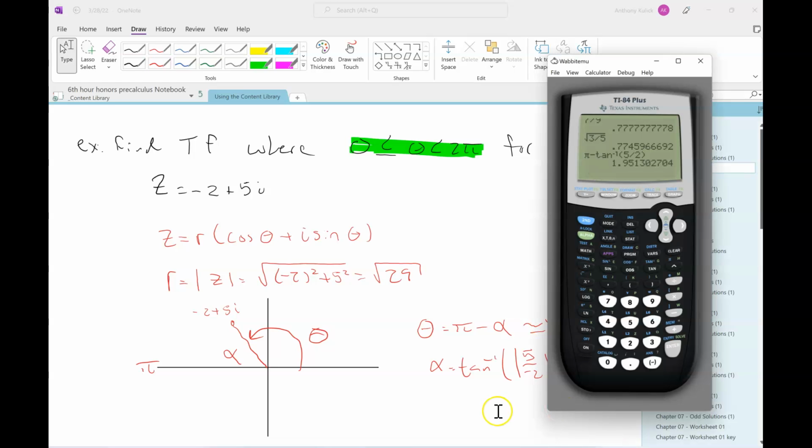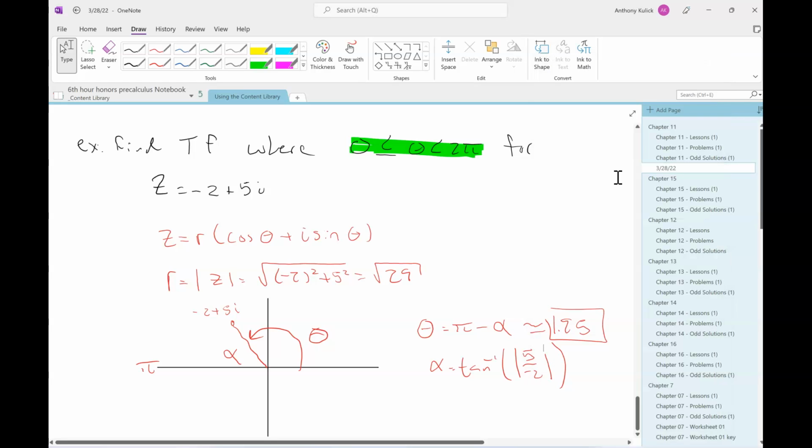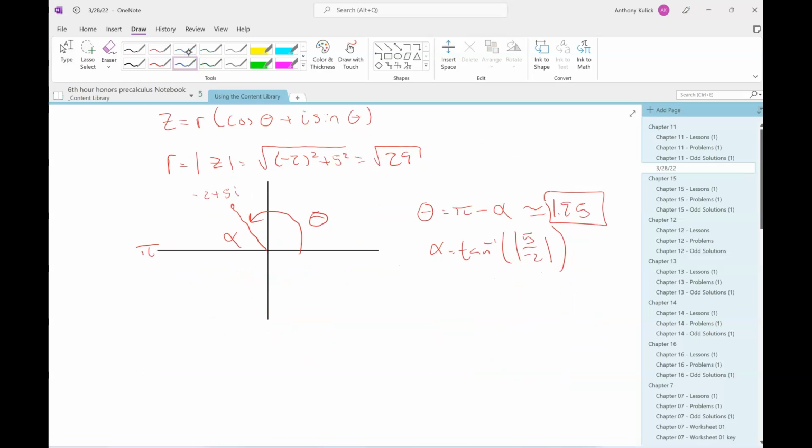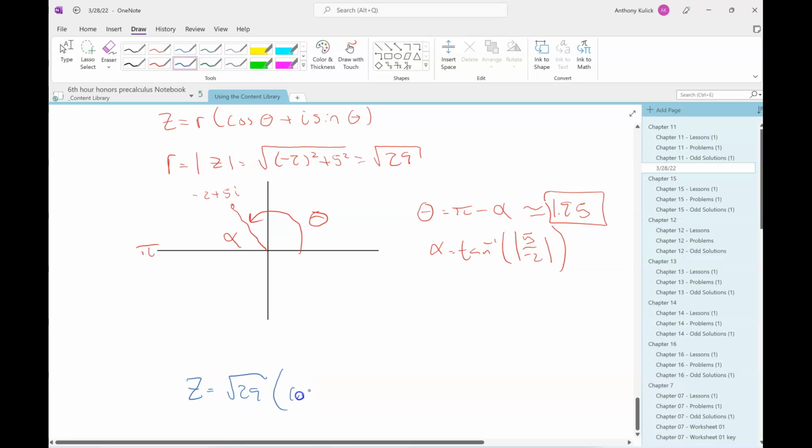Is that right? Pi minus tan inverse of 5 over 2. It's not what I have written down on my sheet of paper. That's weird. Oh yeah, never mind. It is. That's fine. Good. I was looking at the wrong spot. Okay, so what do we say? We say z then is the square root of 29 times cosine of 1.95 plus i sine 1.95. And I'm done.